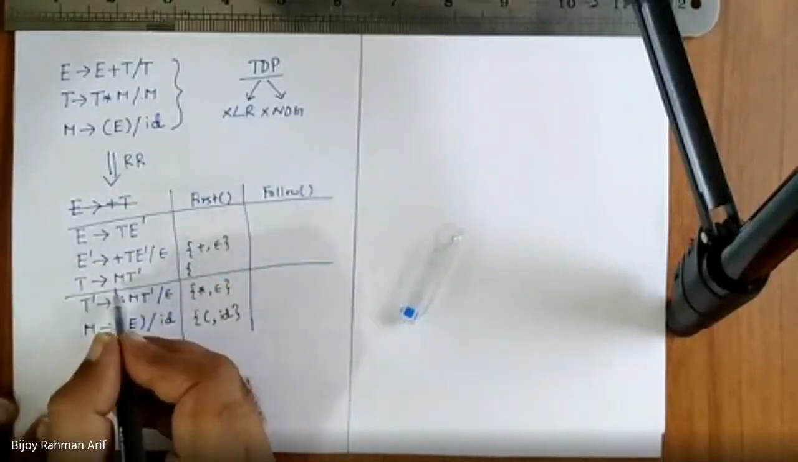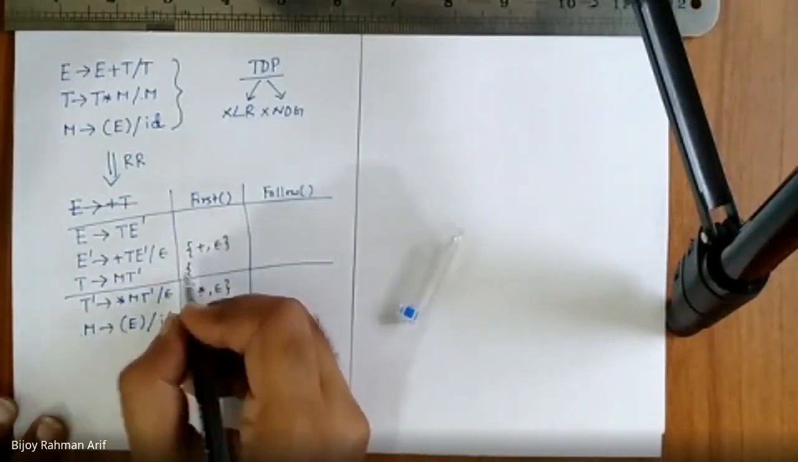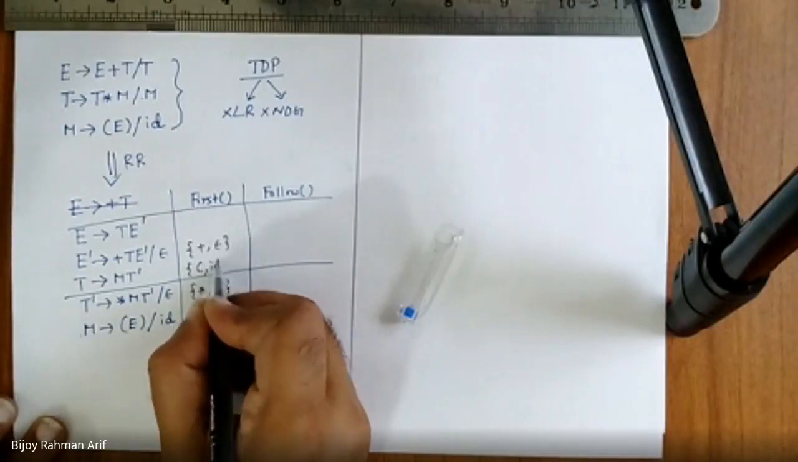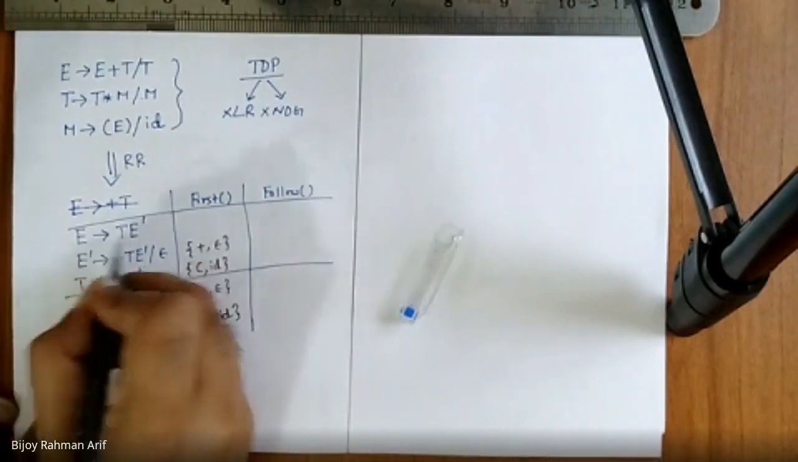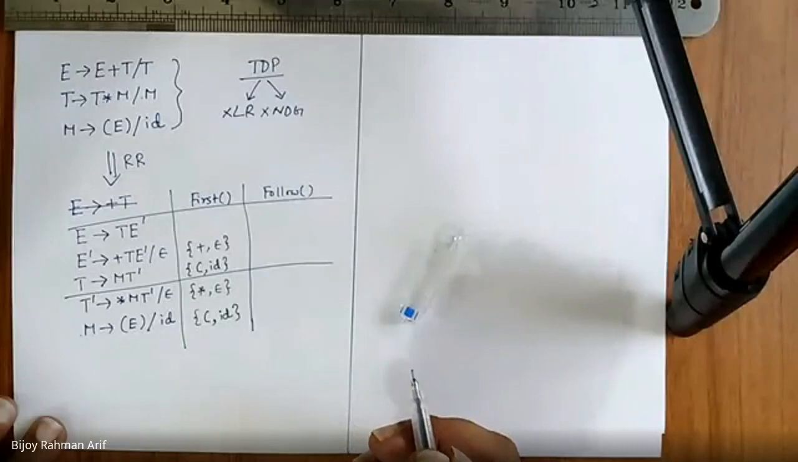Now let's take this. First of T is nothing but first of M. What is first of M? First of E is nothing but first of T. What is first of T?